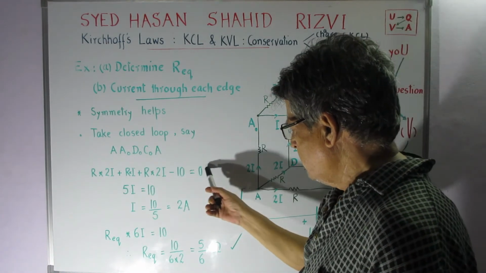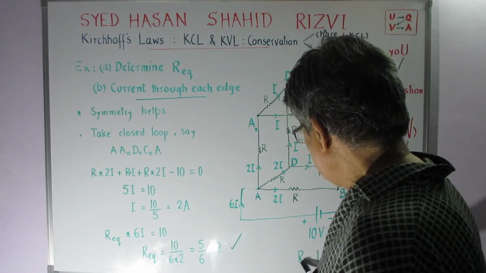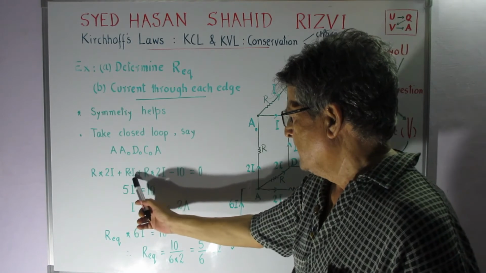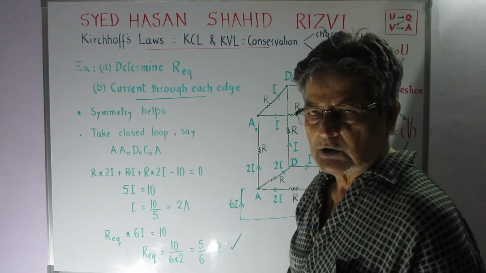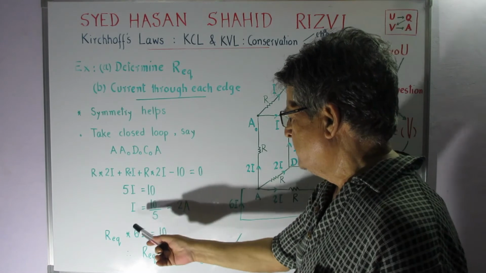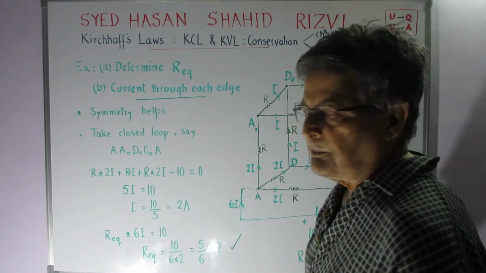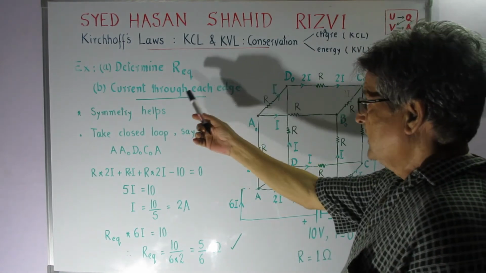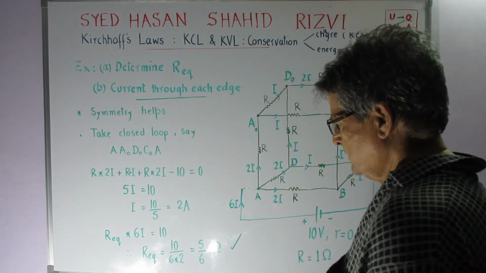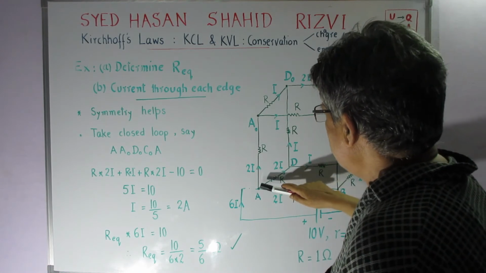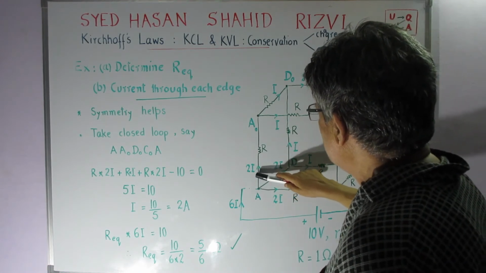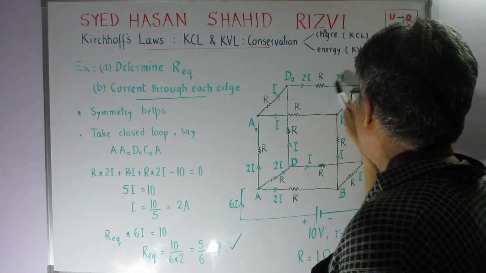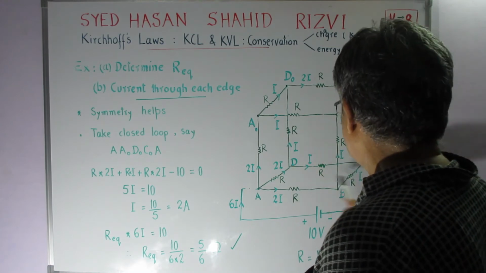So when I work it out, and the value of R is taken as 1 ohm, this becomes 2I plus I plus 2I minus 10. So that means 5I is equal to 10 and I turns out to be equal to 2 amperes. Then the current through each edge you can see: 2 into 2, 4, and 2 and 4, etc.